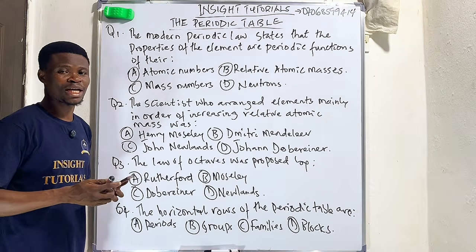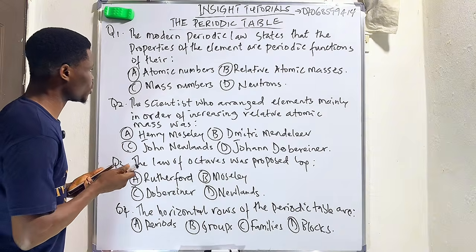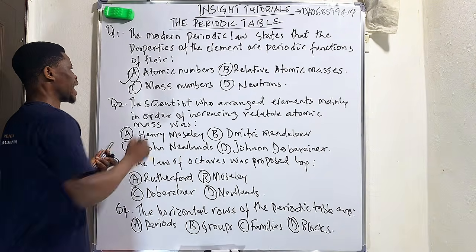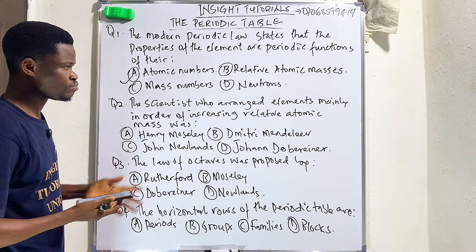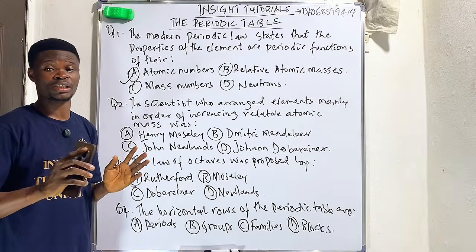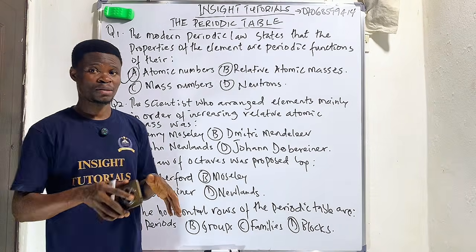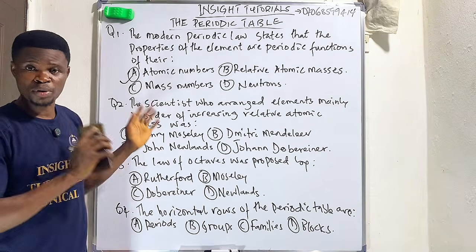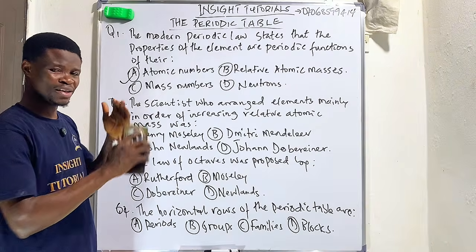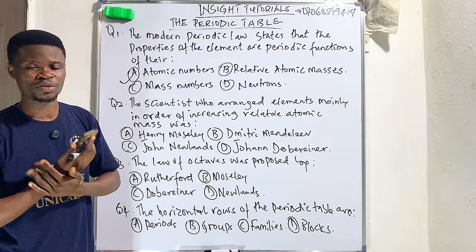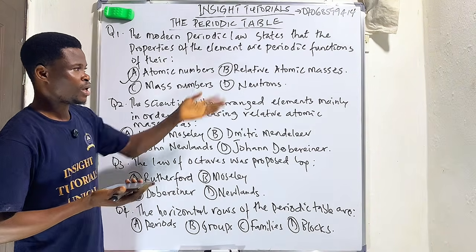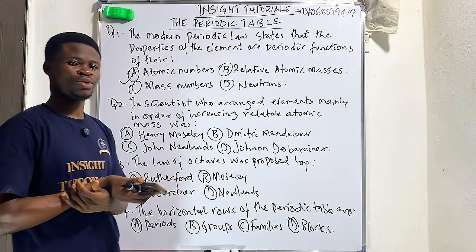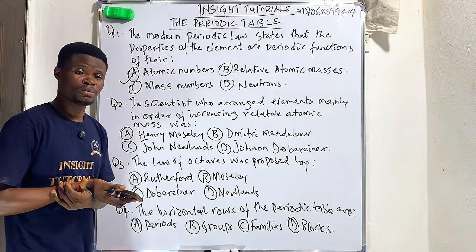All right, it happens that the correct answer to this question is the atomic number. Of course, you should know that the periodic law in the current state defines the periodic table in respect to their atomic what? Number. The relative atomic mass is actually postulated by Dmitri Mendeleev.